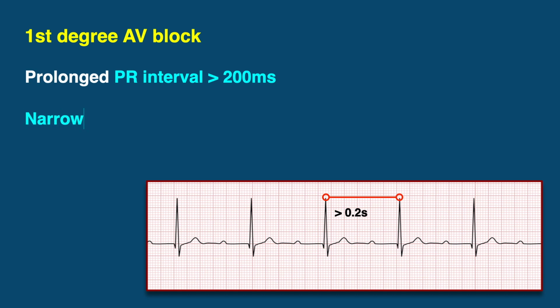A narrow QRS complex implies the block is in the AV node, while a wide QRS complex implies the block is in the His-Purkinje fibers. A first-degree AV block is usually asymptomatic and is diagnosed on ECG. It can progress into a second or third-degree AV block and requires regular monitoring.